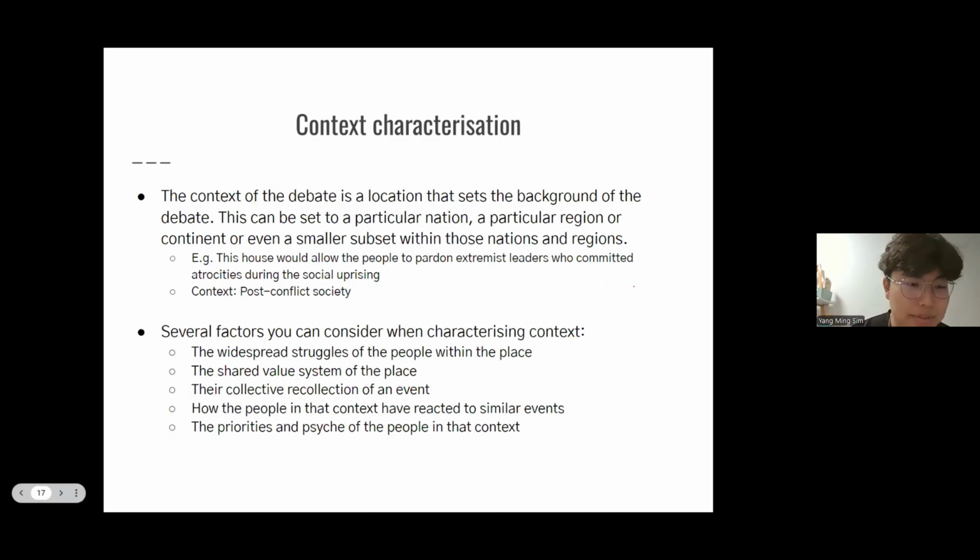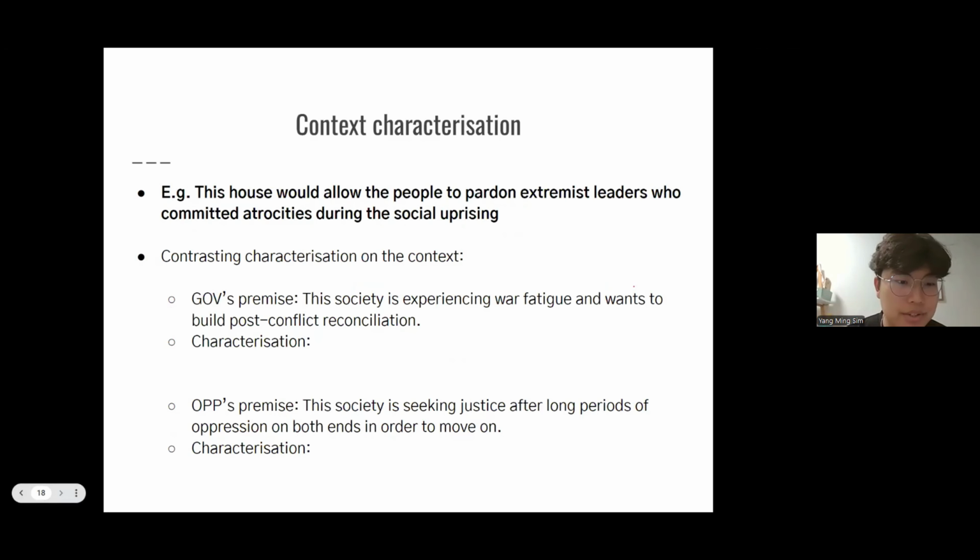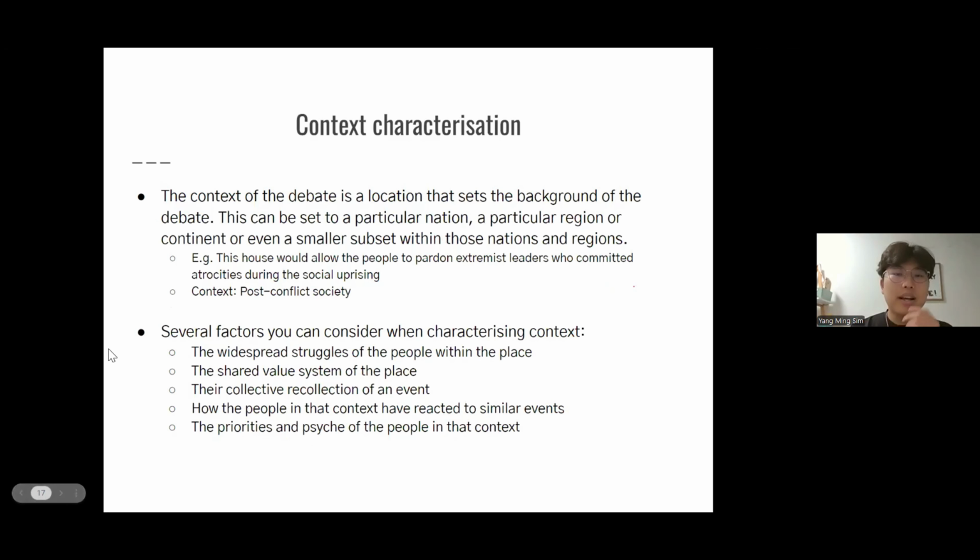This is the last part of the slide, actually, these are the last two slides. Context characterization. The context of the debate is a location that sets the background of the debate. This can be set to a particular nation, a particular region, a continent, or even a smaller subset. Take the motion: this house will allow people to pardon extremist leaders who commit atrocities during social uprising. The context is a post-conflict society. Here's how we characterize context. Again, context is where something happens, like where or when does it happen.